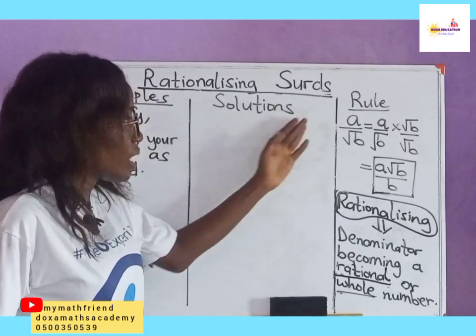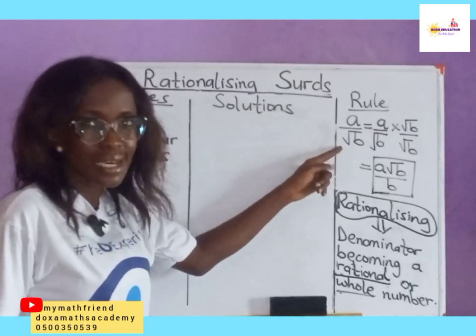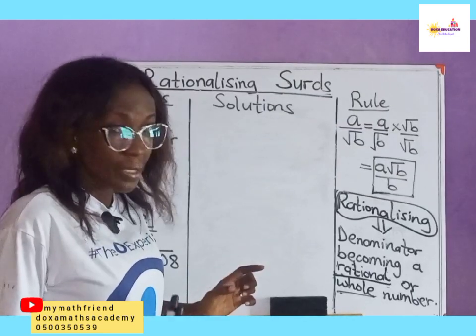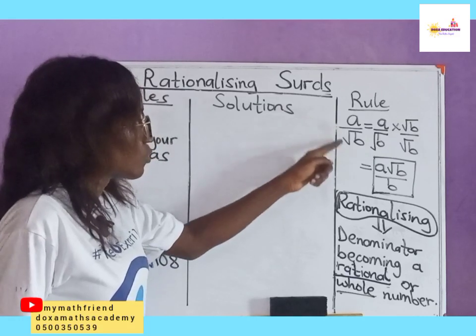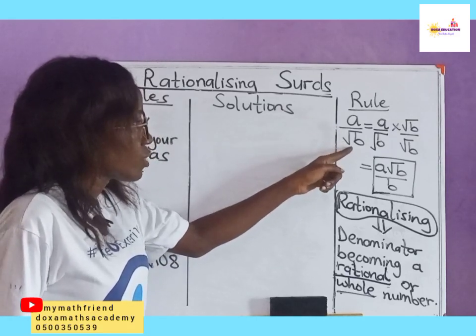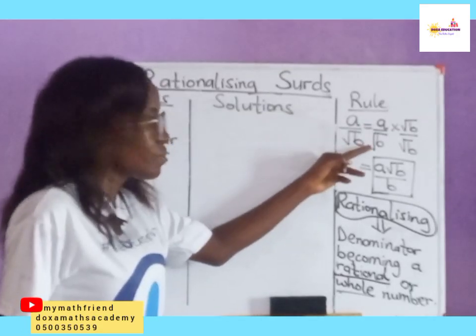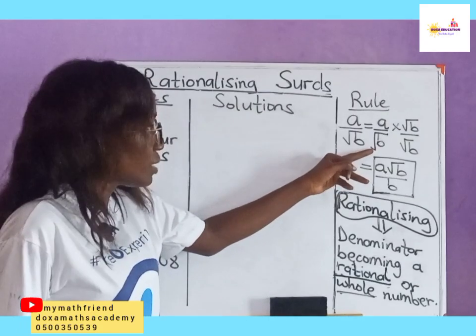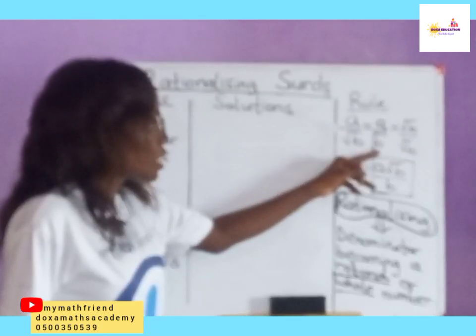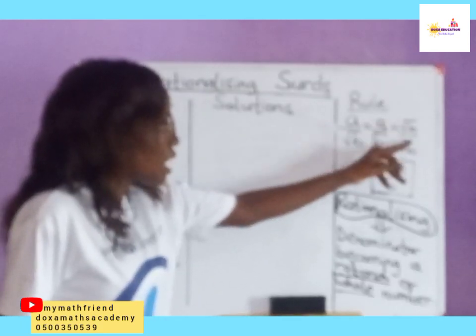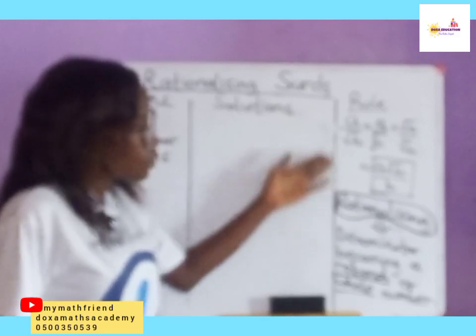Now, what it means is that right from this rule, you see that the denominator is a surd. A over root B, root B is a surd. So what do we do? The trick is that you multiply both the numerator and the denominator by the denominator. So A over root B becomes A over root B times root B over the same root B, as you see.